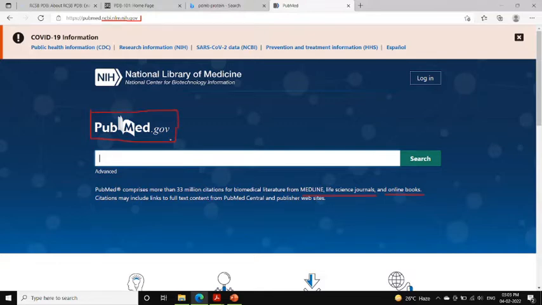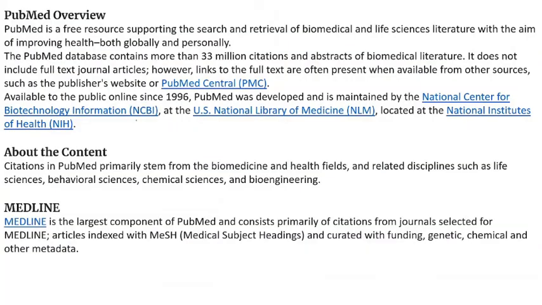It depends on the journal in which this research has been published. So PubMed is basically a free resource available to us. It supports the search and retrieval of biomedical and life sciences literature with the aim of improving health, both globally and personally. Improving health means what?